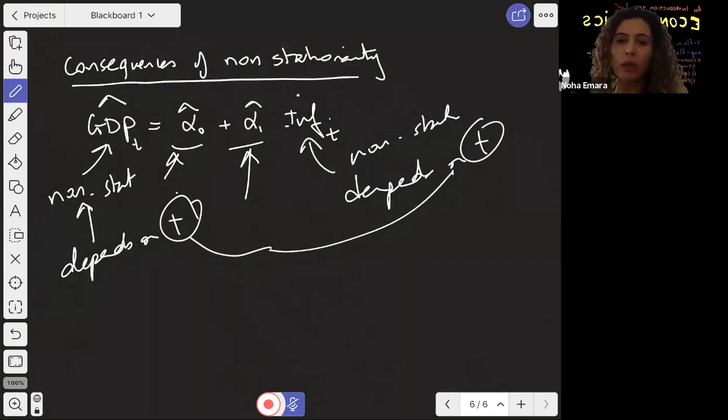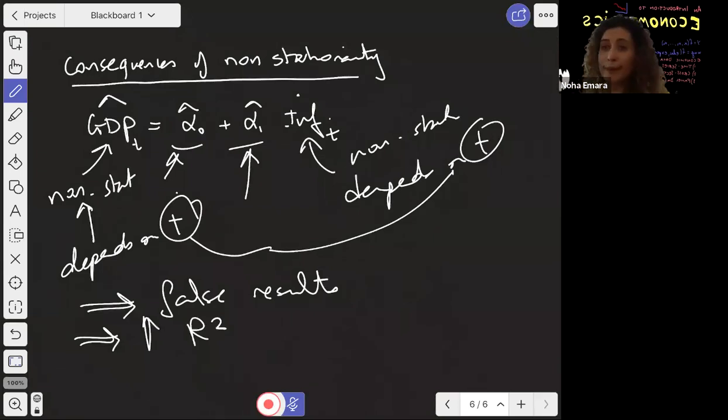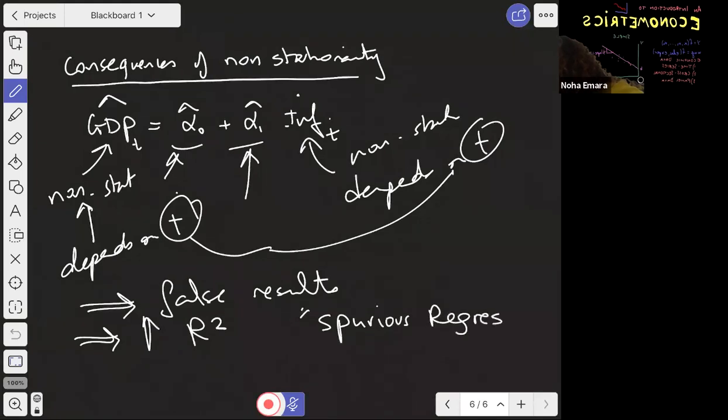So I have to filter the effect of time out of my analysis in order to be able to get accurate estimation coefficients. So anytime I'm regressing two variables that are non-stationary, and this is very important, we will get false results, right? And you will often get a very high R square. The R square that you will get is really high and it's meaningless, okay? It's actually a sign that you might have some kind of a problem, and this problem is called spurious regression, okay? It's a fake regression.